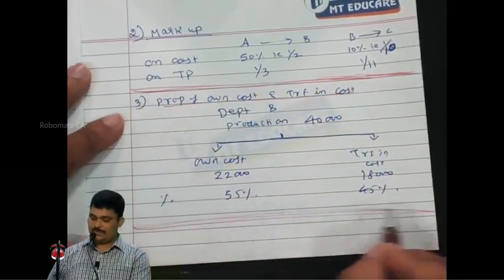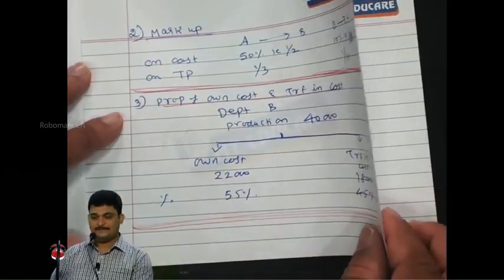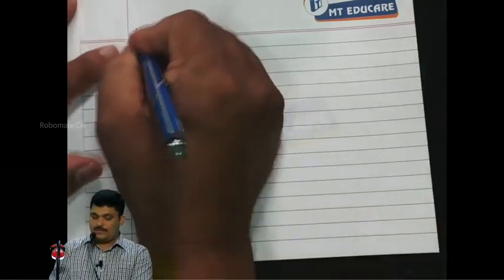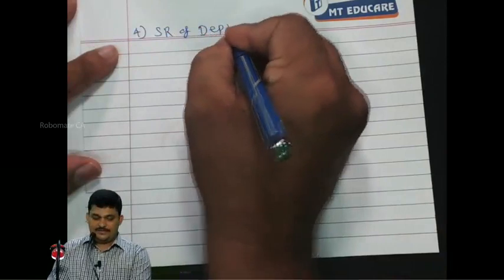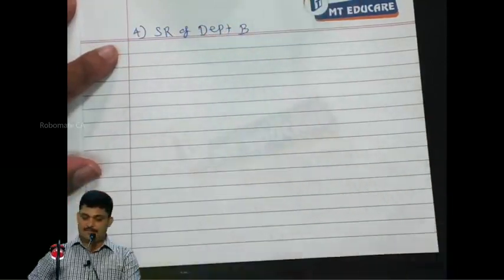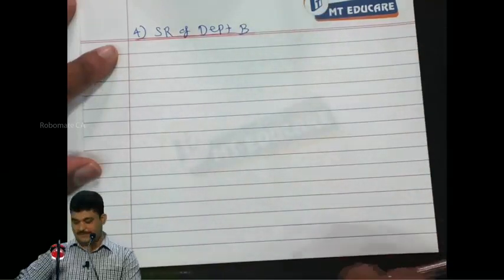Everybody? Now let me arrive at the stock reserve. Shall we? Stock reserve of department B.